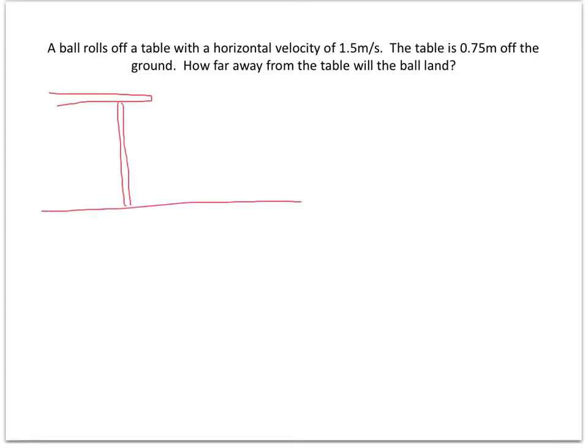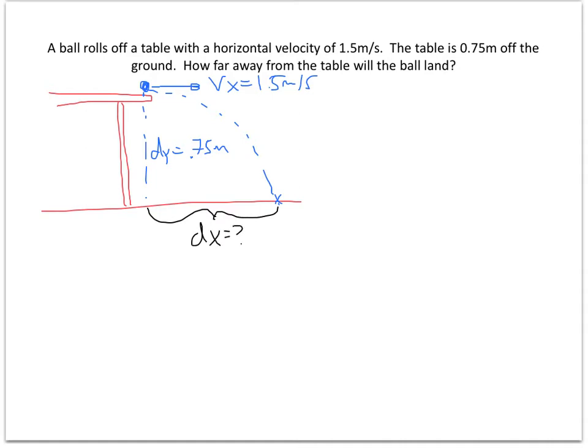Now the ball, when it initially leaves, is going to be traveling with an x velocity of 1.5 meters per second. It's going to travel in a parabolic motion to the ground and hit. Now, if I look at the vertical height right here, that's my dy. And that is 0.75 meters. This right here is dx, and that's what I'm looking for. That's the variable that I'm looking for.